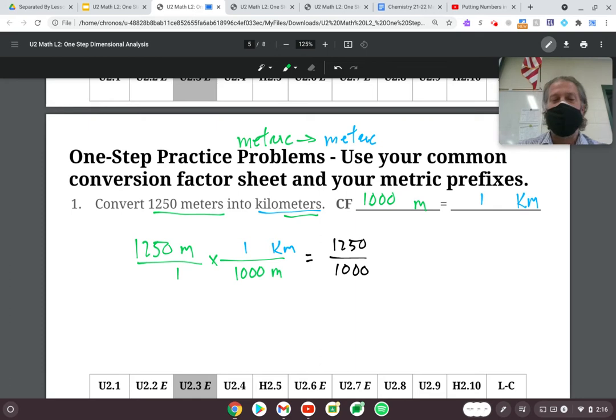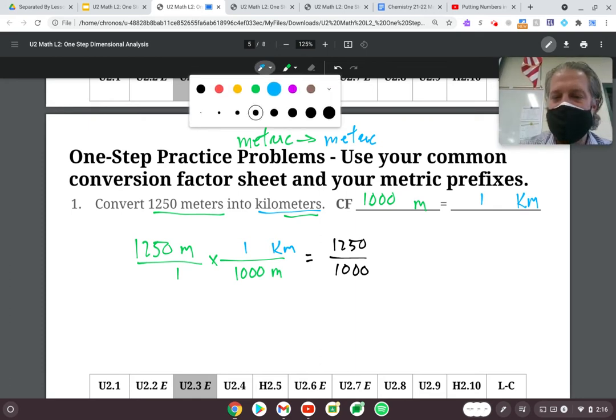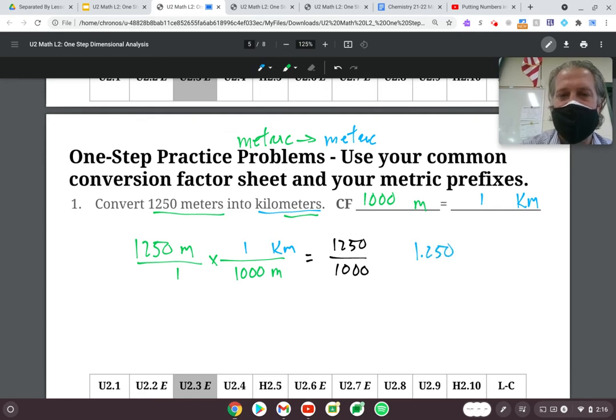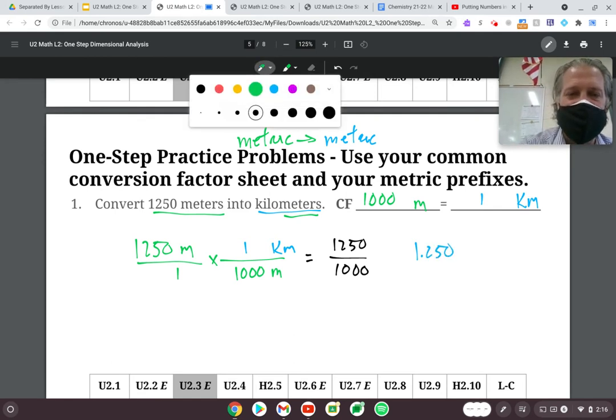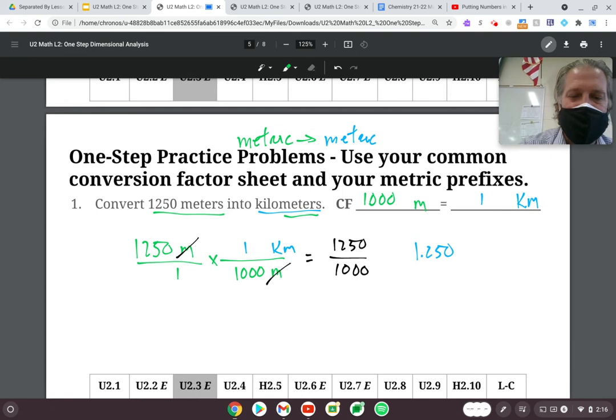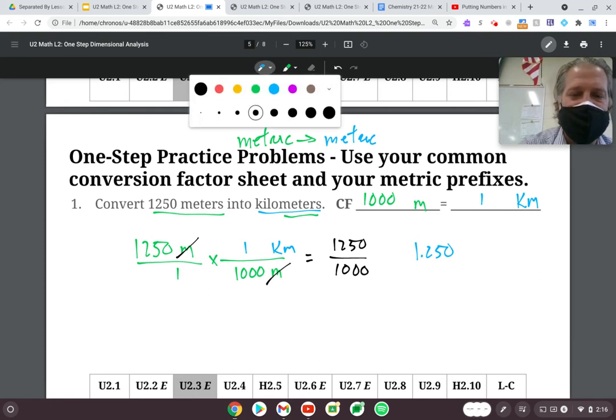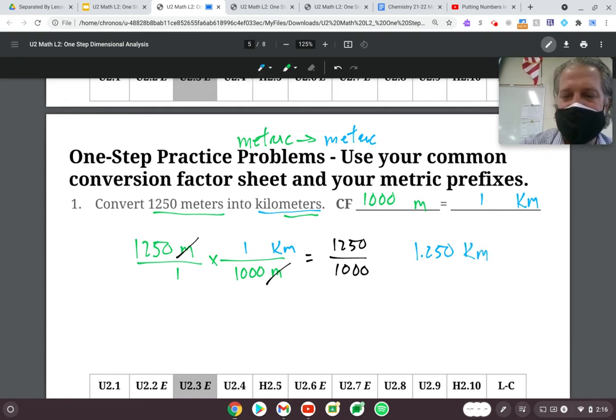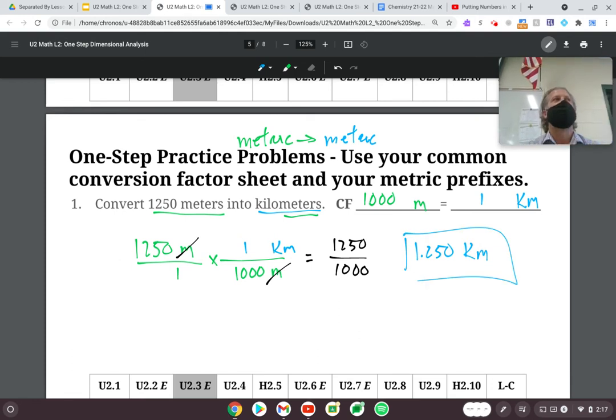And so when I simplify that, I get 1.250. And when I want to assess what my unit is going to be, meters cancel out because they're on the top and the bottom, and my answer is going to have kilometers as a unit. So hopefully that wasn't too terrible. So now we're going to go ahead and give another one a try.